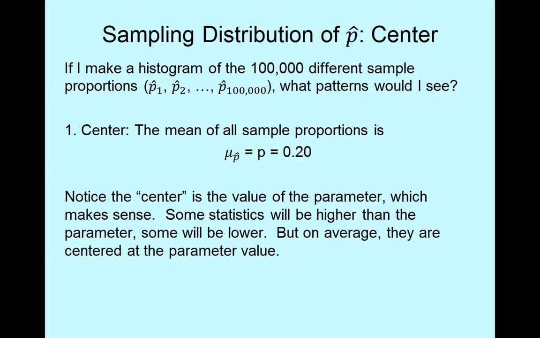So mu sub P hat just means if you looked at every possible P hat value you could obtain and calculated the average or the mean, that ends up being the same value as the parameter P, which in this case was 0.20. Notice the center is the value of the parameter, which makes sense. Some of the P hat values will be higher than the parameter value, some will be lower. But on average, we want a good estimator to be centered at that parameter value.